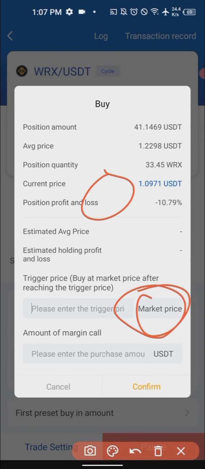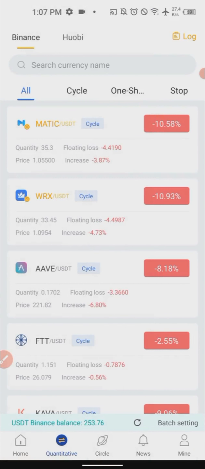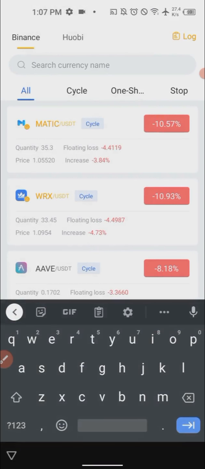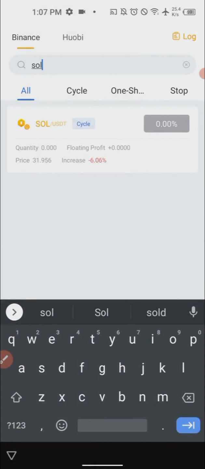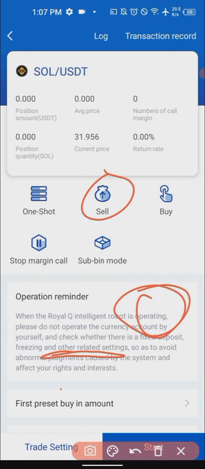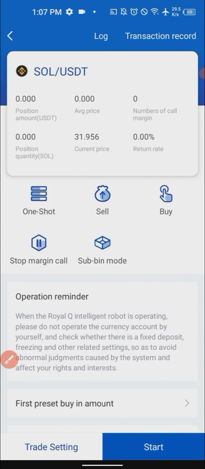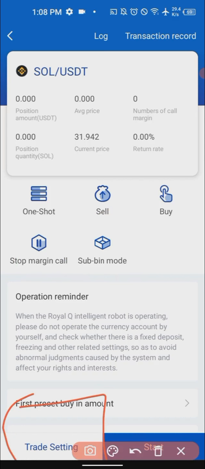Here I can also click the amount of margin calls. Okay, I need to explain margin call before you understand this. So let me just jump over this and explain others and come back. Now let me come back to a new coin and set it for you so that you understand how this works. So this is Solana. Remember, we've done so many things. Only two things have not been explained for now: stop margin call and sub bin mode. This is because we need to go into trade settings first. This is where we would understand how this bot works.